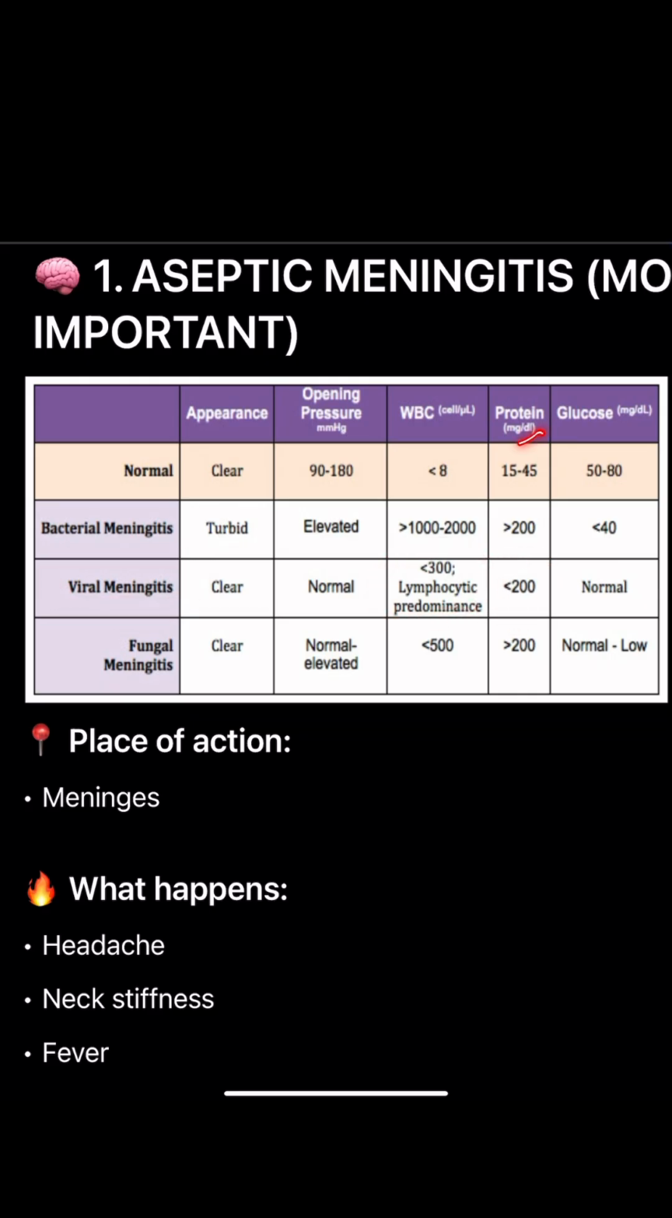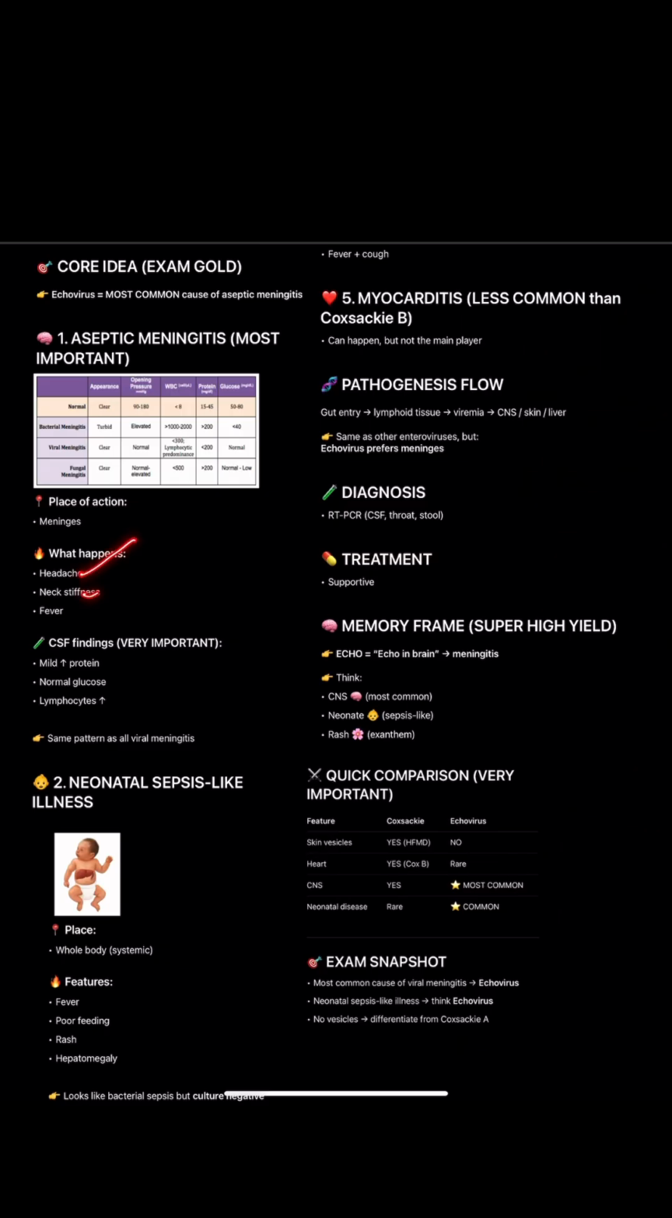Protein is less than 200 milligrams. Normal is 15 to 45, but in viral meningitis the protein is slightly increased, a mild increase, and glucose is normal. Place of action: meninges. Headache, neck stiffness, fever, the basic things of meningitis, all the same pattern as all viral meningitis.